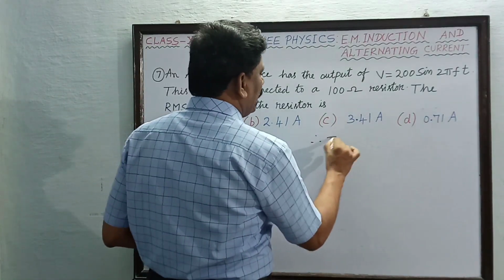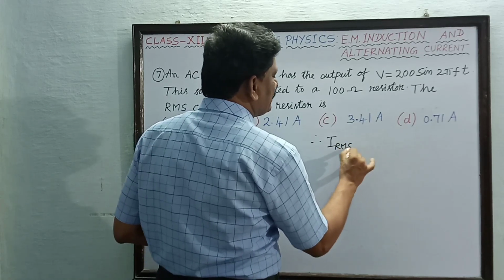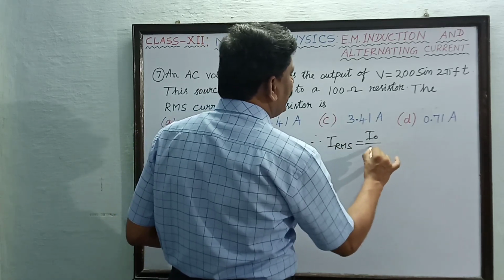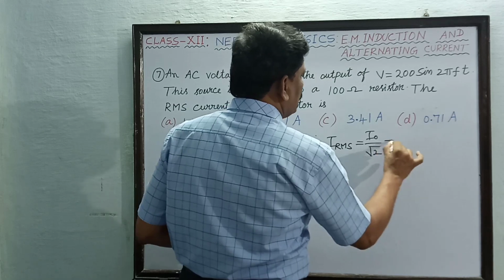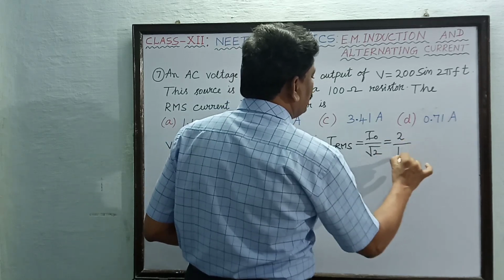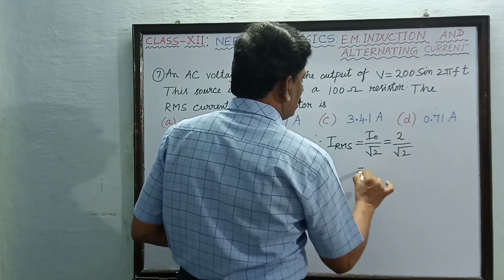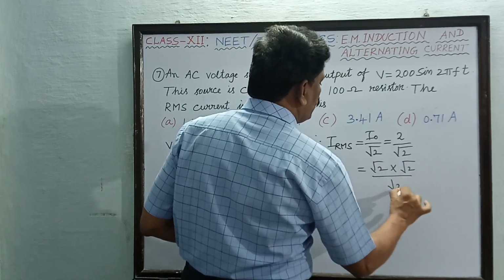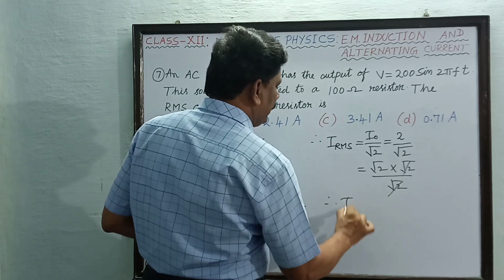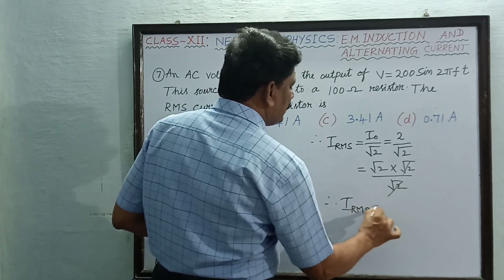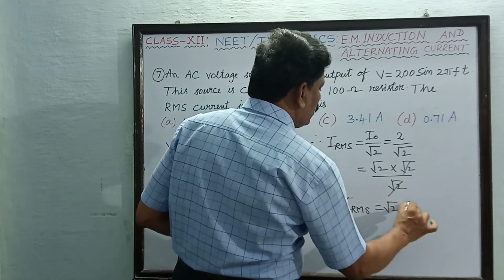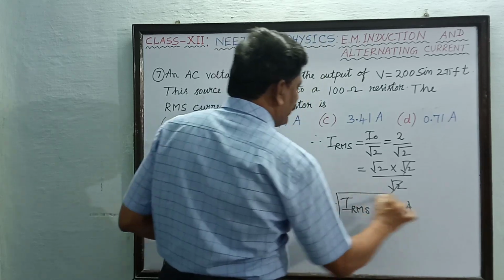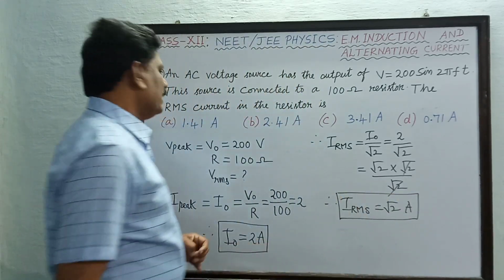Therefore, IRMS is equal to I0 by root 2. So this is equal to 2 divided by root 2, which is equal to root 2 into root 2 divided by root 2. Therefore, IRMS is equal to root 2 ampere. This is the answer.